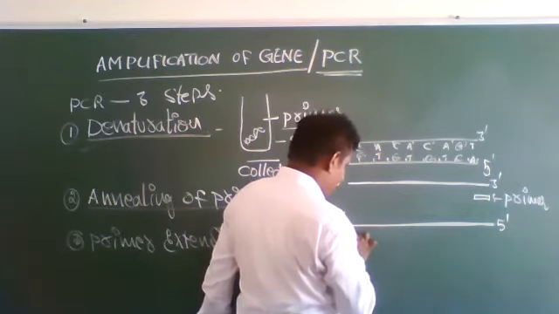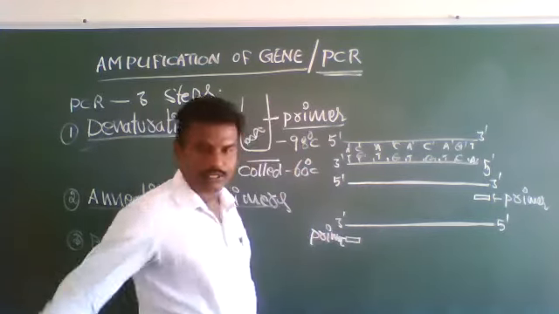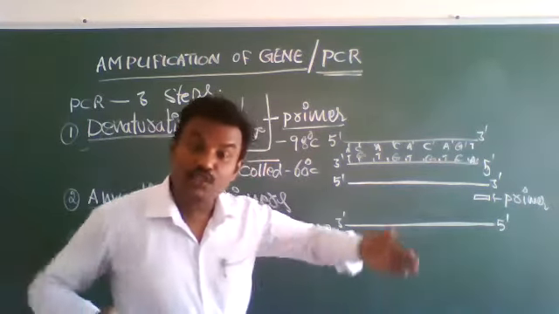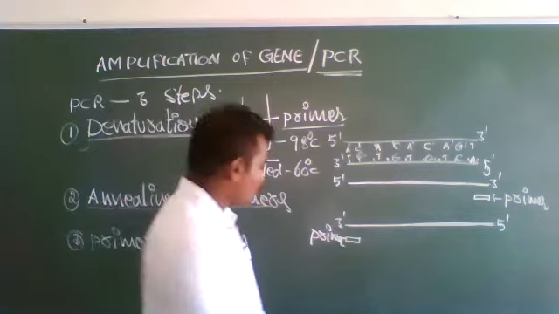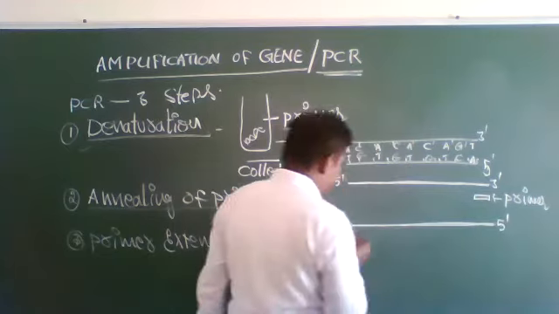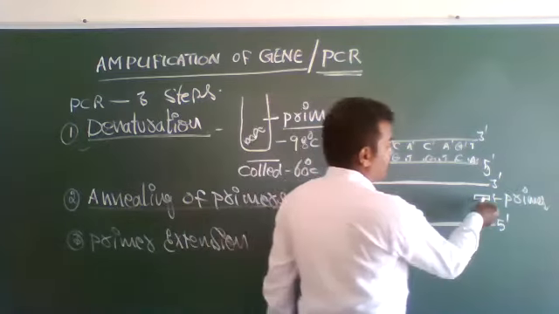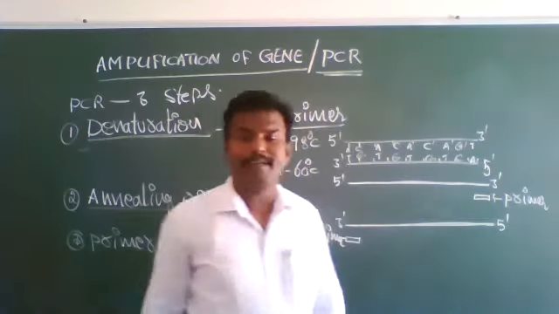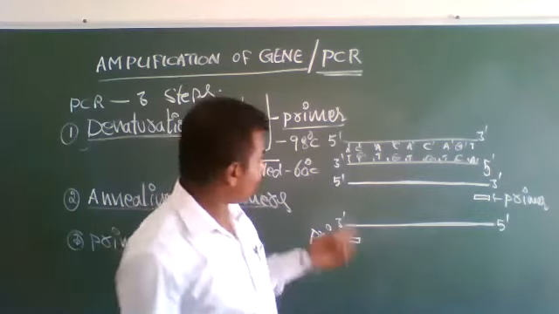This side we will show. So this is called annealing of primers. Annealing means joining of primer. So for this strand this side, for this strand this side. Or else here also we can draw, no problem. So the primer is attached to the single strand according to the complementary base pairing.